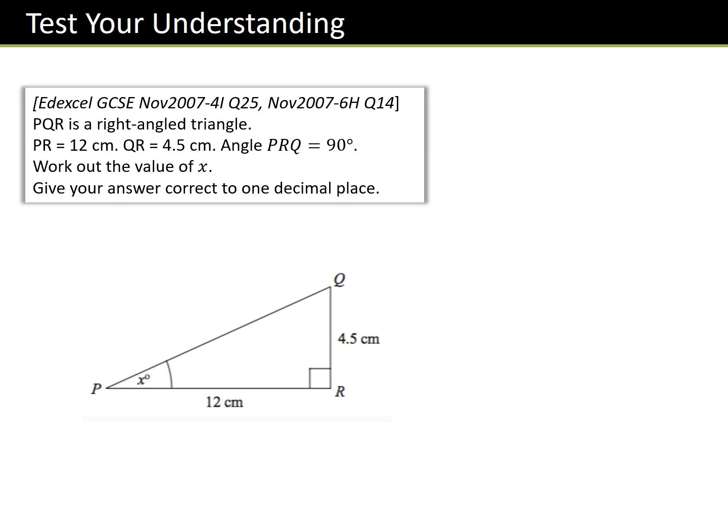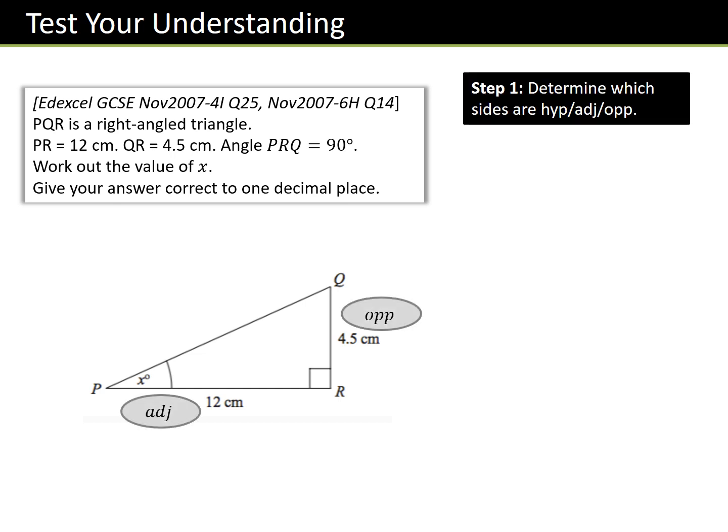So PQR is a right angle triangle. PR is 12 centimetres long. QR is 4.5 centimetres. Angle PRQ is 90 degrees. Work out the value of x. Give your answer correct to one decimal place.